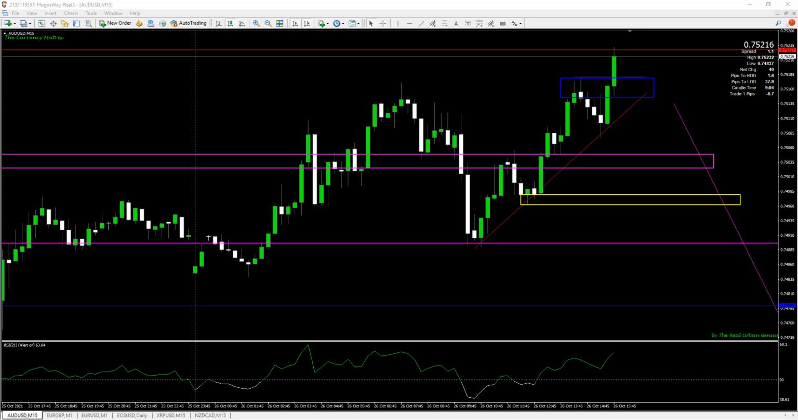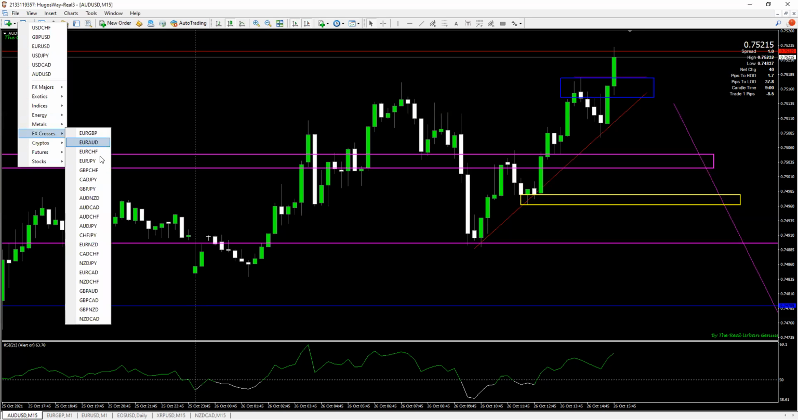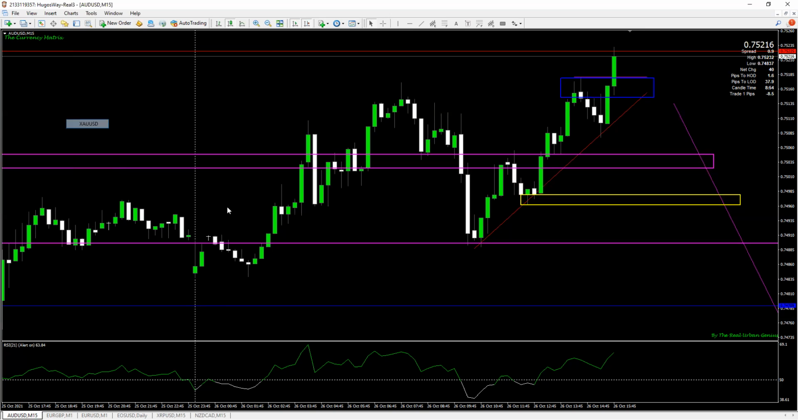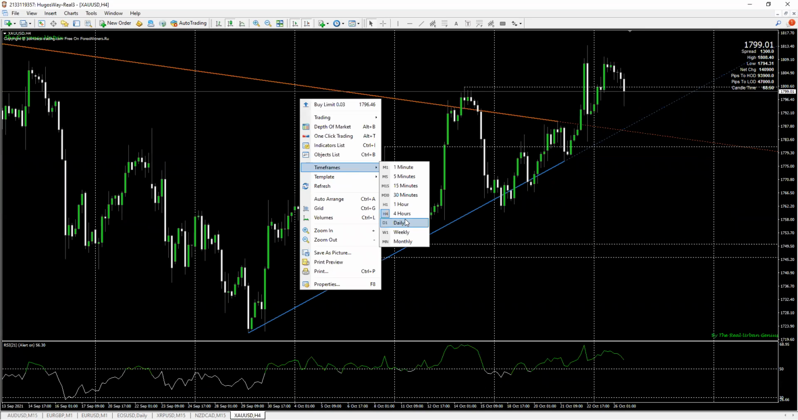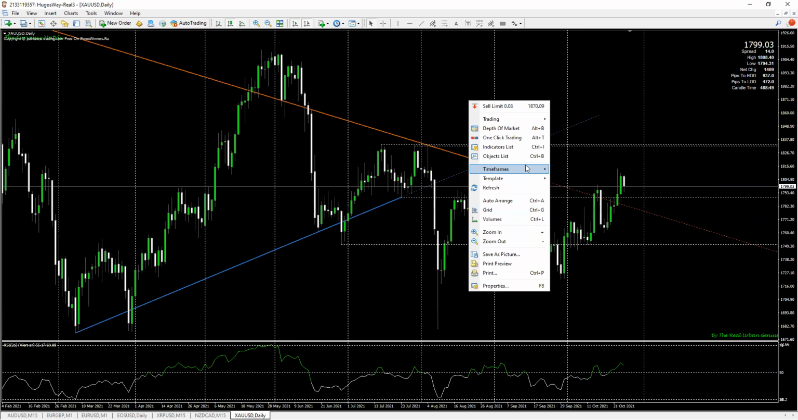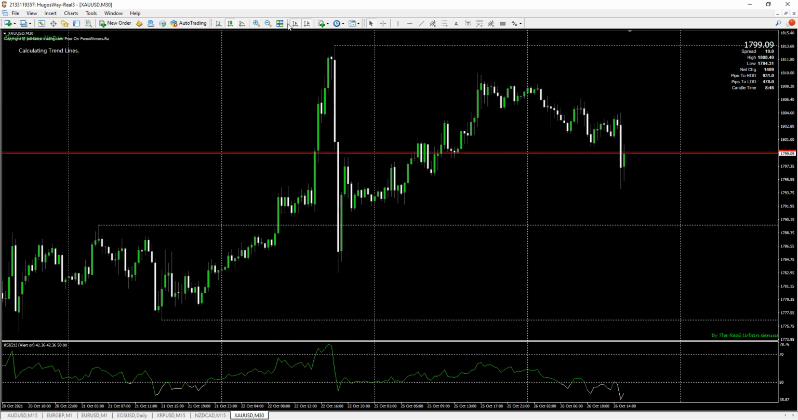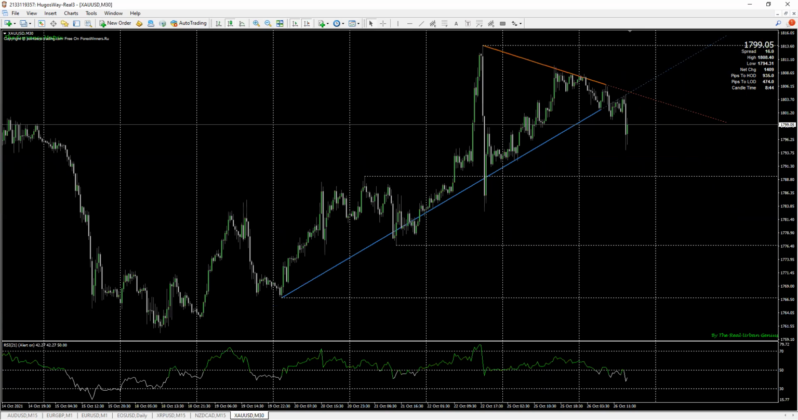We're gonna go hop on gold. Let's see, gold. Now, gold should still be heading in a bearish direction. So gold should still be heading downward.